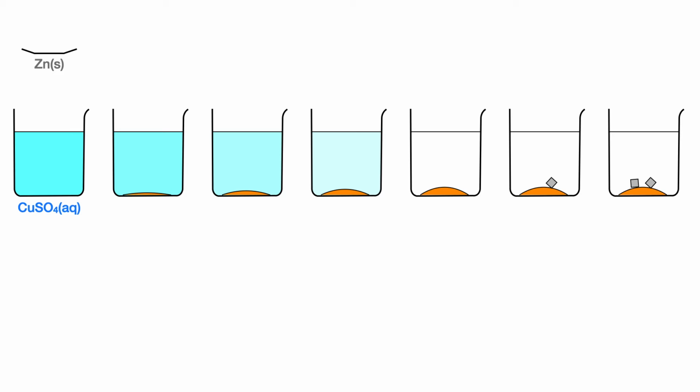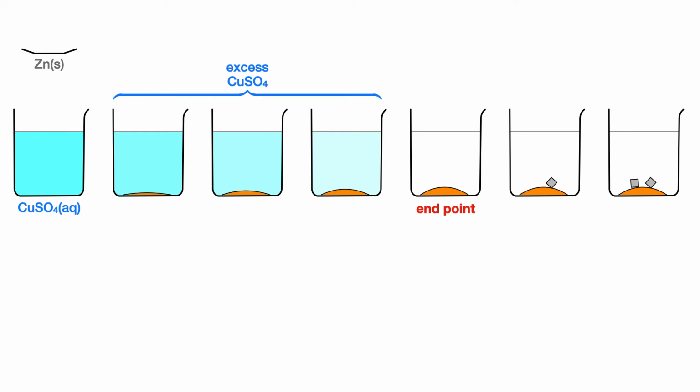So the point of the reaction where all of one of the reactants has been used up is called the end point of the reaction. Prior to that point, we have unreacted copper sulfate. The copper sulfate is present in excess, and you can literally see that in the beaker.